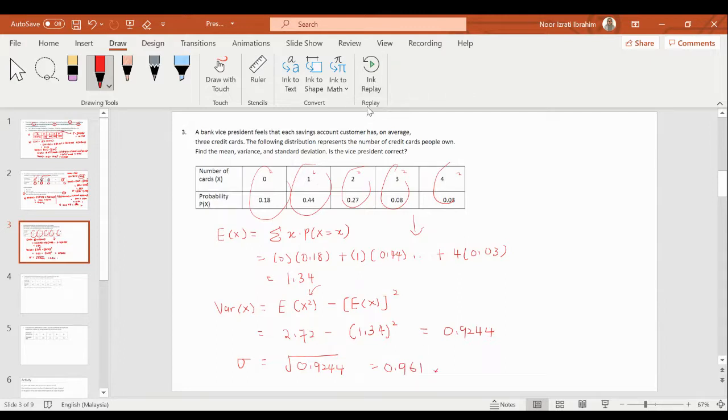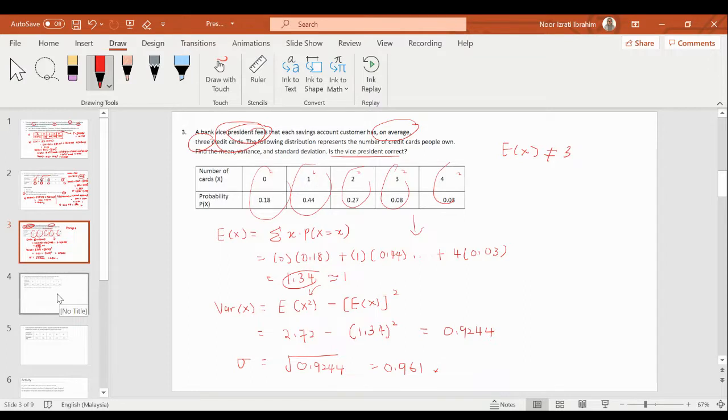0.961. So what is the question here? Is the vice president correct? How can we answer this? Let us read the first sentence here. A bank vice president feels that each saving account customer has on average 3 credit cards. So here the average we get is 1.34, which is approximately equals to 1. That means this vice president is wrong to think that the average is equals to 3. E of x is not equals to 3. So vice president is wrong.